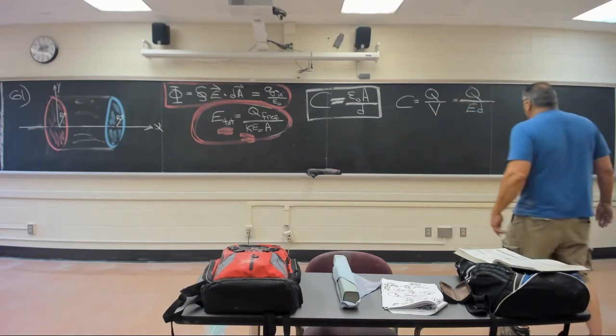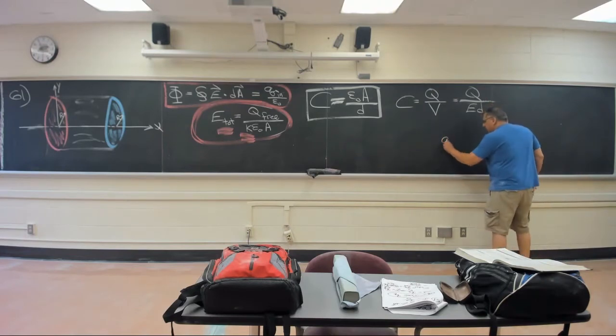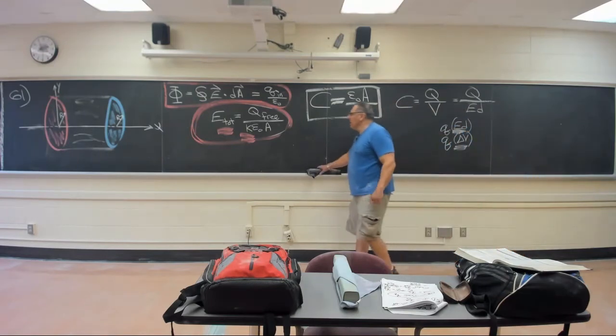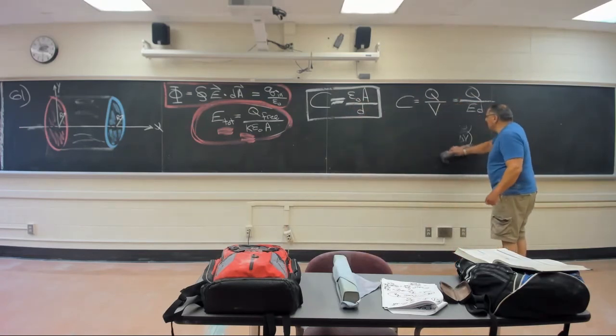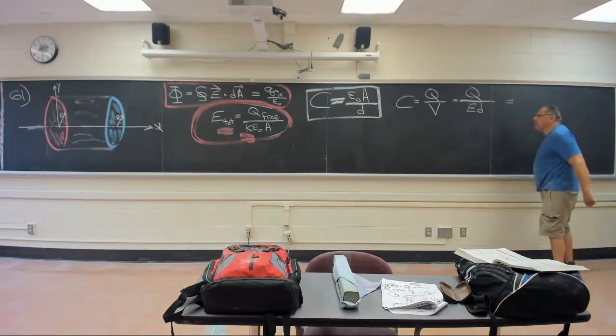Wait a minute, isn't Q times delta V the same as Q times E times D? So the E times D and the delta V are the potential difference. Well, that's interesting. I mean, we made a claim.